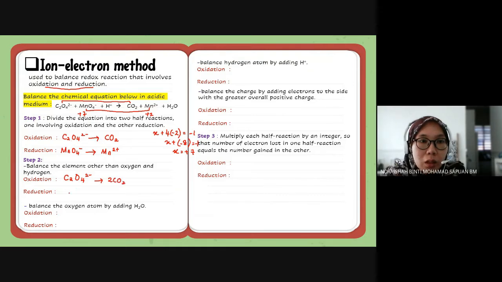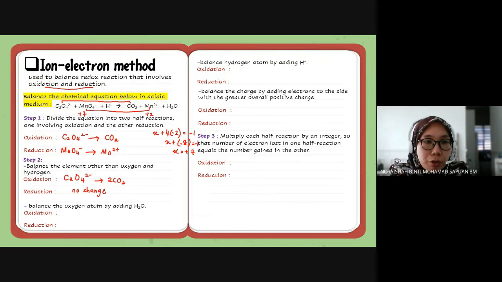Okay, so reduction pula Mn sebelah kiri 1, sebelah kanan 1. So that kita akan maintain, tak ada perubahan, no change. So kita akan state MnO4 minus to form Mn2 plus. Dalam step kedua ni kita kena balance a few atoms before kita move to the balance electron.